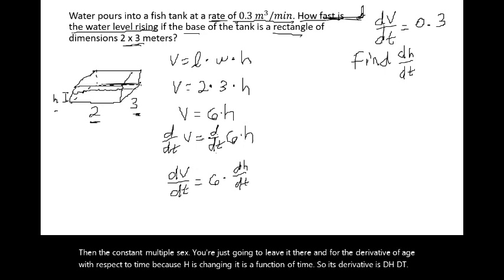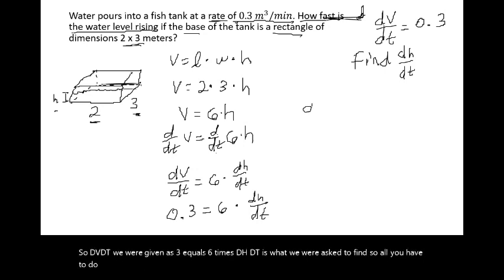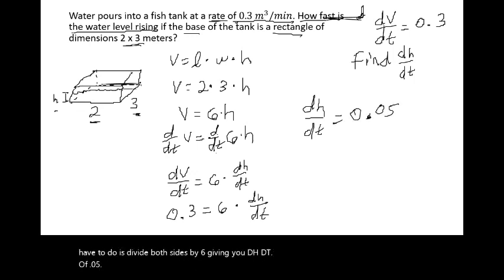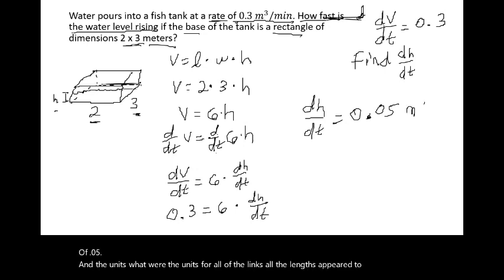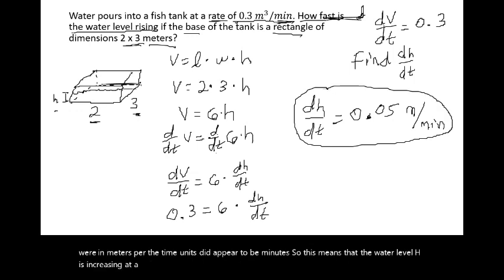So dV/dt, which we were given as 0.3, equals 6 times dH/dt, which is what we are asked to find. So all you have to do is divide both sides by 6, giving you dH/dt of 0.05. And the units, what were the units for all of the lengths? All of the lengths appeared to have units that were in meters. Per, the time units did appear to be minutes. So this means that the water level H is increasing at a rate of 0.05 meters per minute.